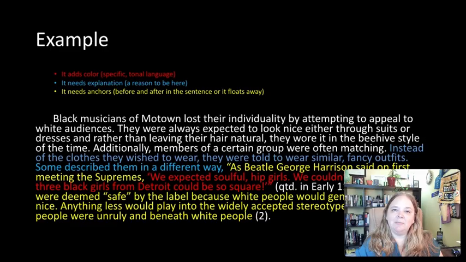Now we need, and this is the part where sometimes students kind of leave the paragraph here, but we still need more. We need another anchor on the other side so that we can have this explanation as to why this quote is important. These outfits were deemed safe by the label because white people would generally find them nice. Anything less would play into the widely accepted stereotype that Black people were unruly and beneath white people.